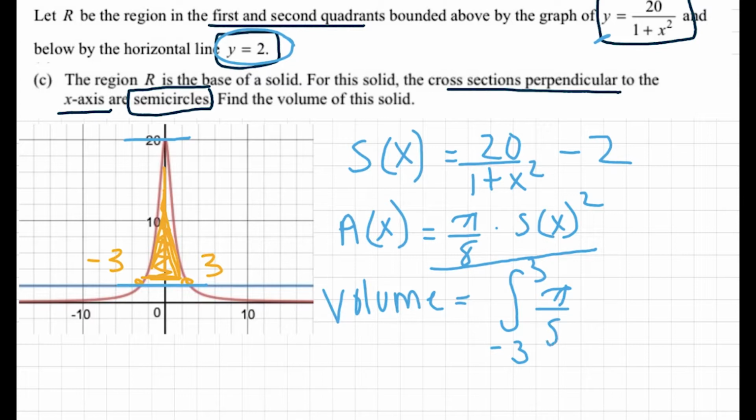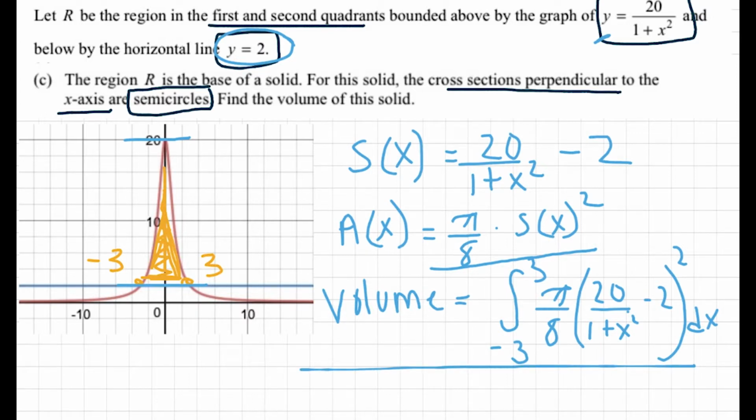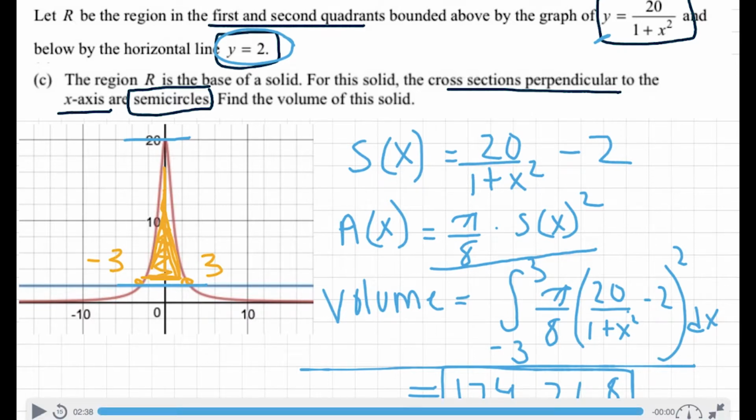So we write down pi over 8, and then we multiply that by s of x, which is 20 over 1 plus x squared minus 2, and then we square that portion. And then we write d of x. Once you write down this equation, all you have to do is plug it exactly into your calculator, and so that equals, your final answer would be 174.268. And that's how you do a volume by cross-section perpendicular to x using semicircles.